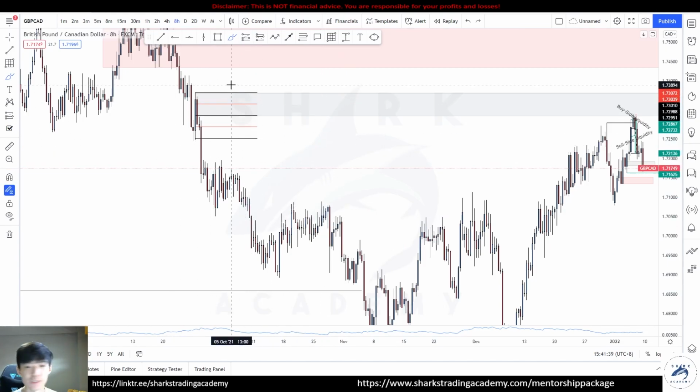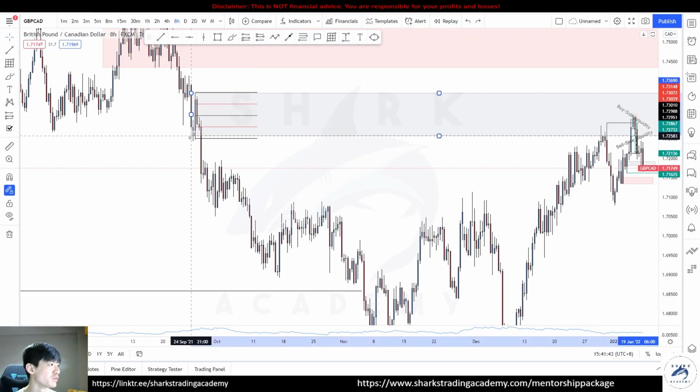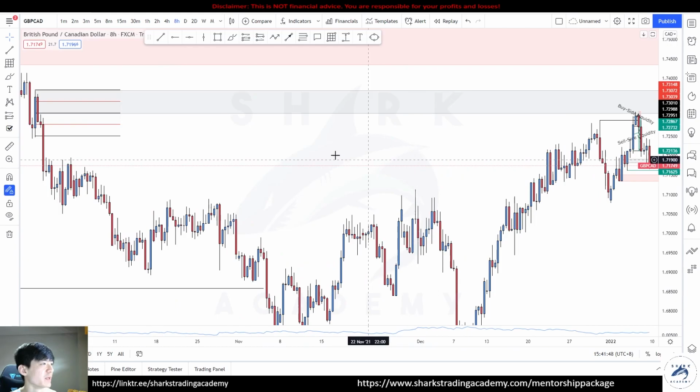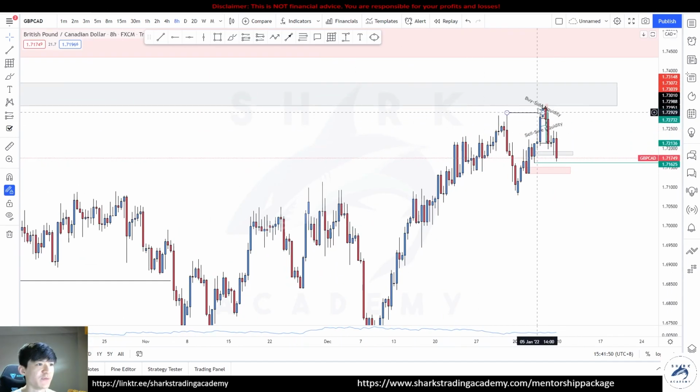This is a supply zone that is valid. I use the 50% because I want to narrow down my trading range. Imagine I use this entire block. Right, this is too huge of a supply. I want to refine them, and you can see clearly we have this supply zone that is valid.